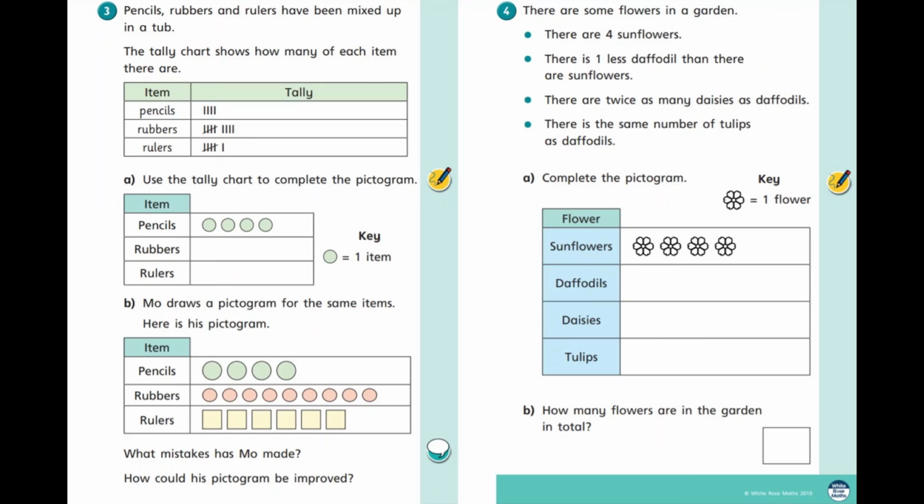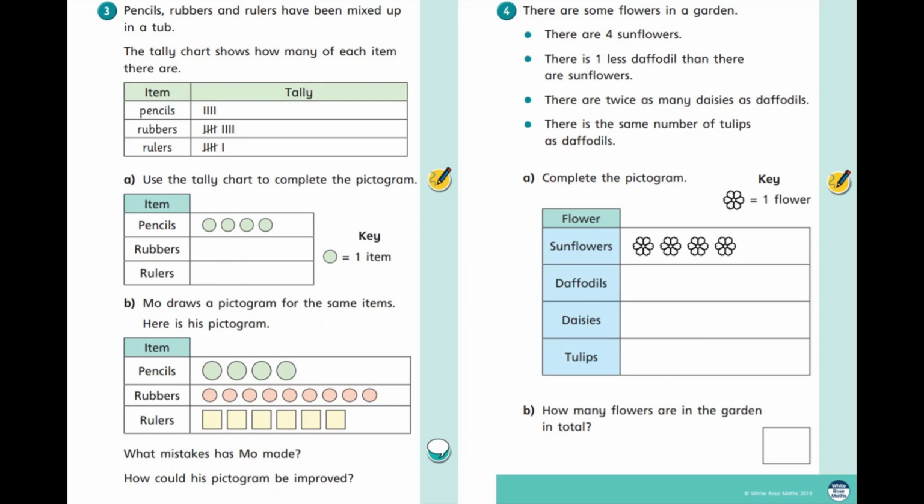This is our silver sheet today, focusing on pictograms. Number 3, the pencils, rubbers and rulers have been mixed up in a tub. The tally chart shows how many of each item there are. So now use this tally chart to complete the next pictogram, looking carefully at the key, which is a circle equals 1 item. Then moving on, Mo draws a pictogram for the same items. Here is his pictogram. Think carefully about what mistakes he has made and how he needs to improve it. Thinking carefully about our warm-up, what did we discuss and where has he gone wrong?